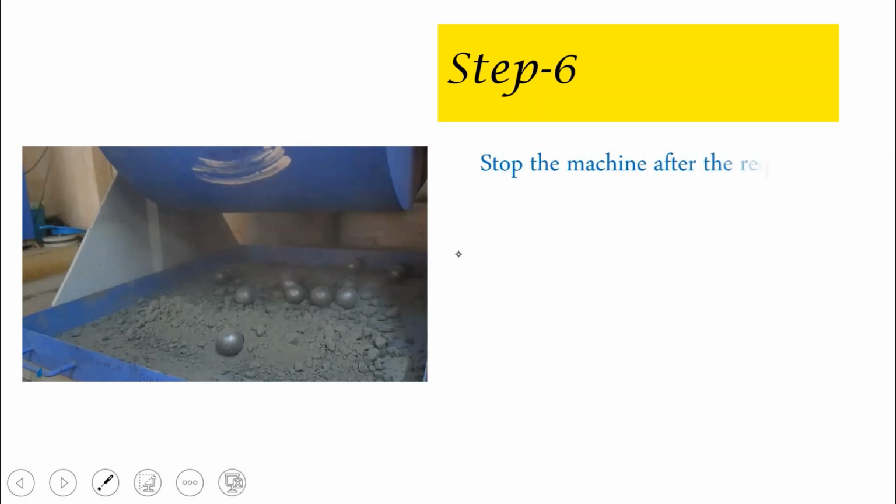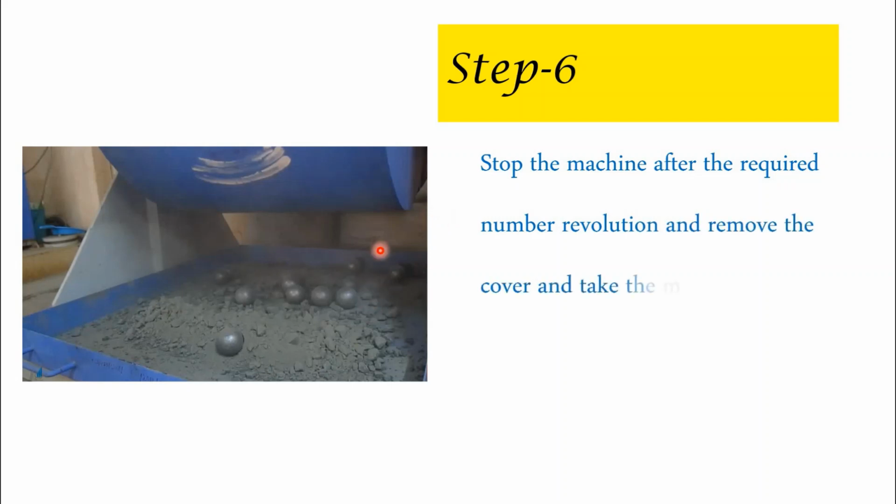And in the sixth step, we will stop the machine after 1000 revolutions. The rotation should be such that 30 to 33 revolutions occur per minute. So you can calculate how much time it takes to complete 1000 revolutions. When we set the number of revolutions, the machine will stop after 1000 revolutions. After stopping the machine, we will remove the cover and collect the aggregates and the steel balls by keeping a tray below this machine.